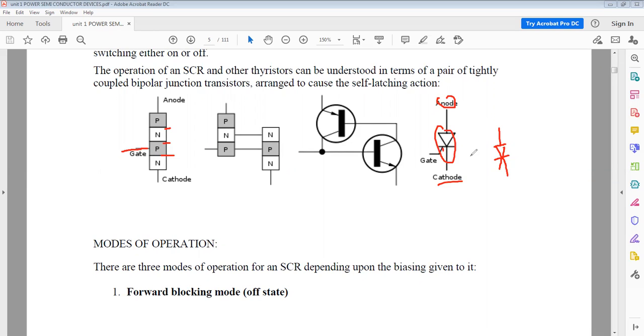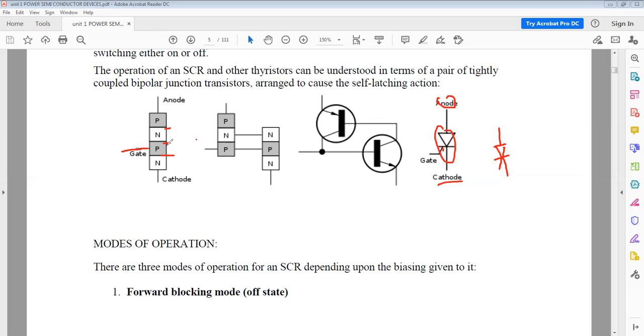The PN junctions are designated as J1, J2, and J3, the three junctions. In the actual thyristor device, silicon is used as the intrinsic semiconductor to which proper impurities are added. The junctions J1, J2, and J3 are either diffused or alloyed. That is the construction of an SCR.